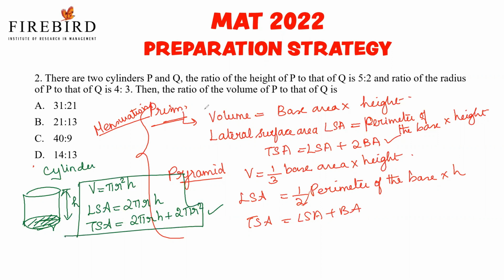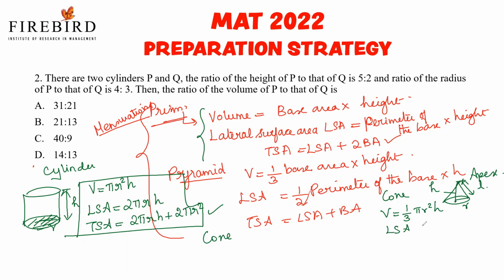Okay, so if I remember these 6 formulas, I can write formula for any object. Suppose I take a cone. This is cone, right? With radius r at the base, and this point is apex point. The distance between apex point and center of the base is nothing but height, and this is the slant height. Volume is equal to 1 by 3 pi r square h.